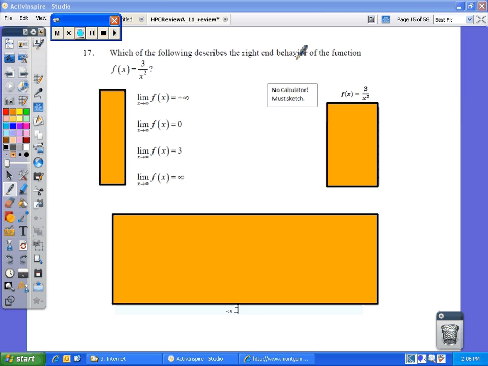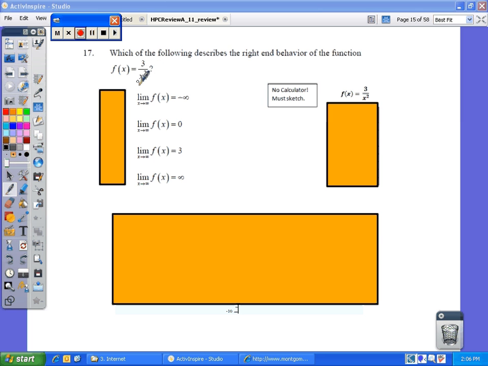If I want to know the end behavior of this function, then I would ask myself, as x gets bigger, let's say, as x gets bigger, and I put a 1 in here, then it's 3 over 1, the value is 3. But if I put a 2 in here, then it becomes 3 over 4. As I put a 3 in here, then it becomes 3 over 9, which is 1/3.